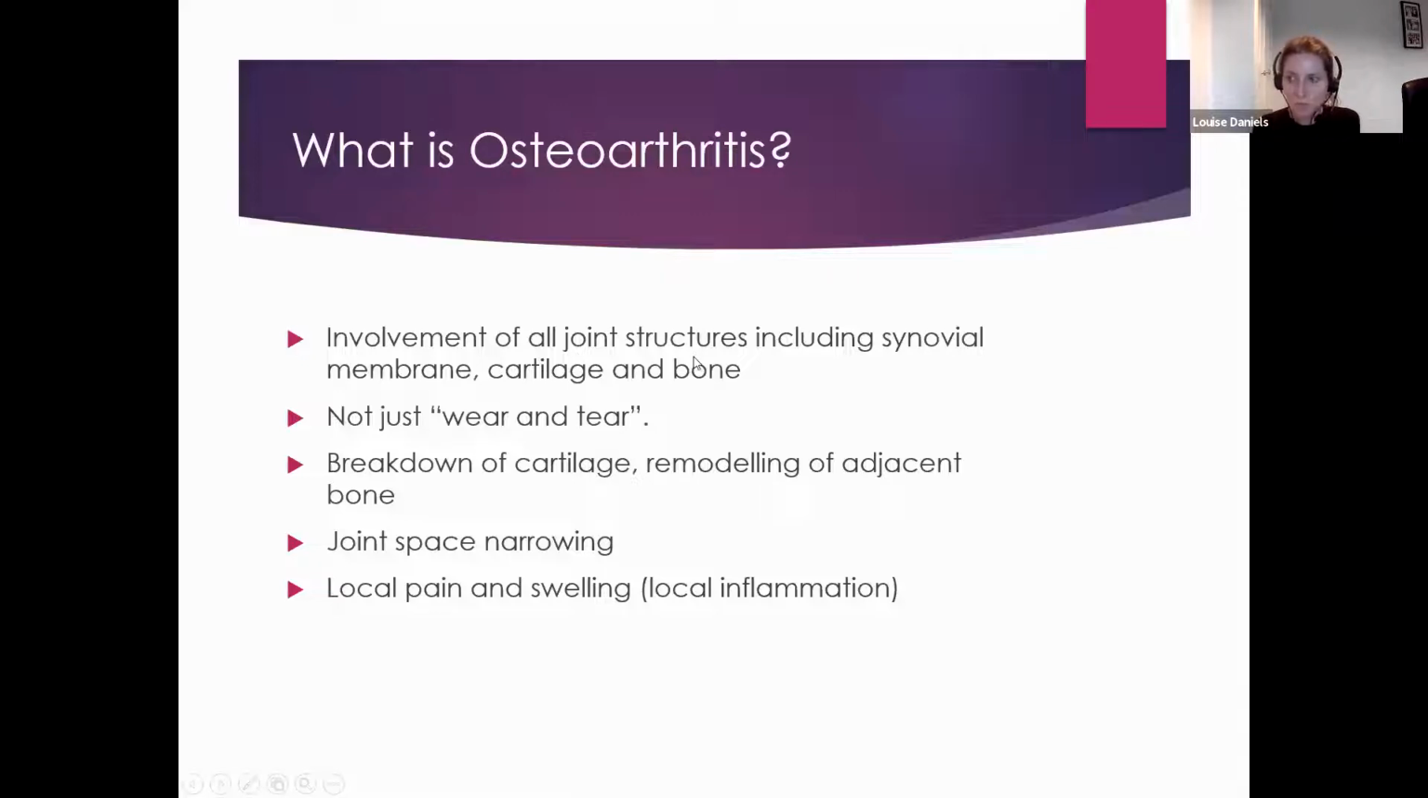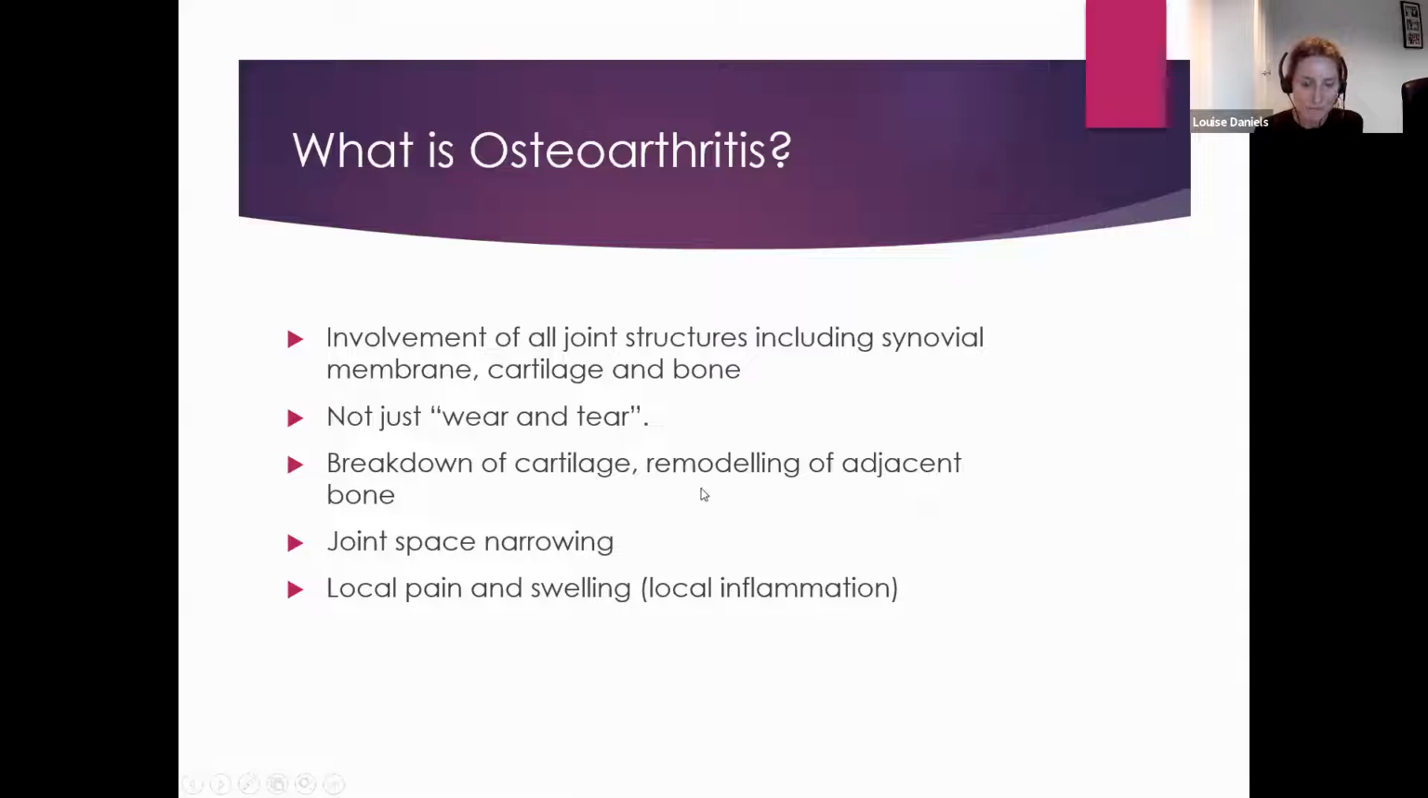Osteoarthritis is a more localized process rather than a systemic disease. It involves all the structures in the joints, not just the synovium, so the cartilage and bone are affected as well. It's not just wear and tear, although we do often refer to it to our patients as wear and tear in the joints. The initial process is the breakdown of the cartilage, which covers the ends of the bone. And as a result of that, you get remodeling of the adjacent bone.